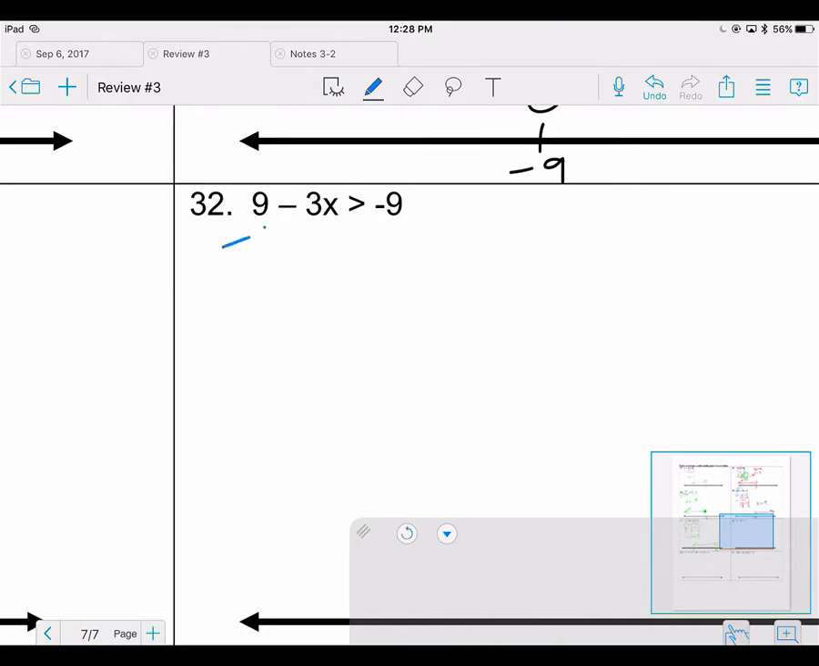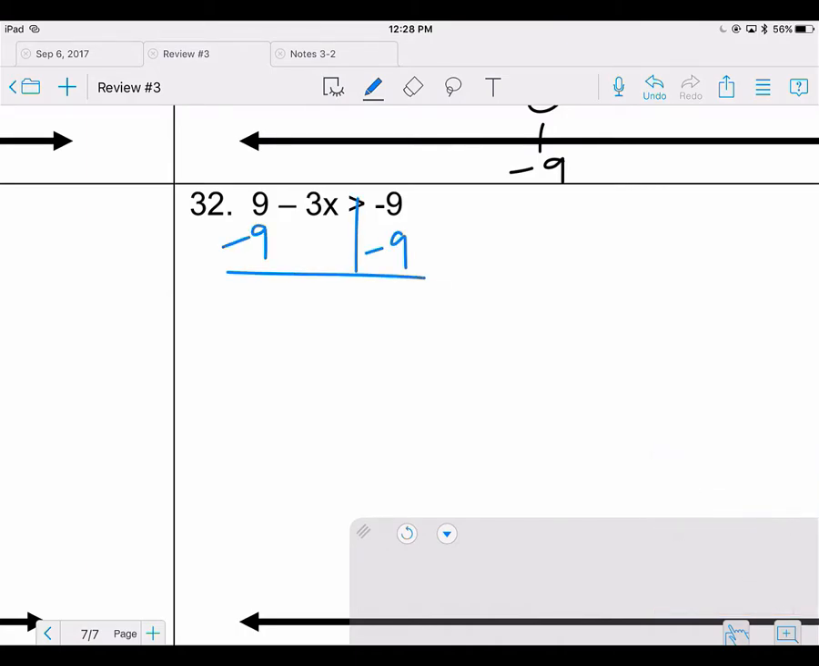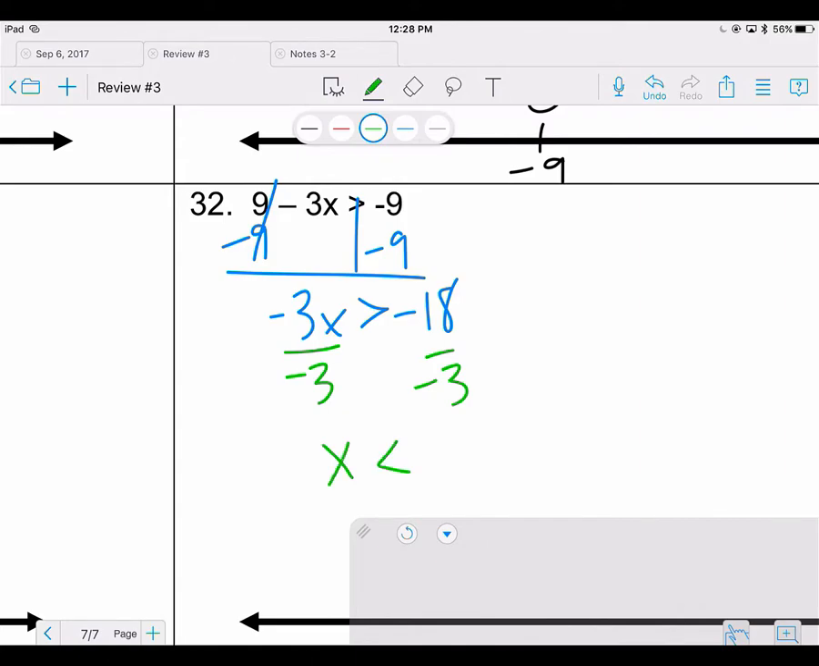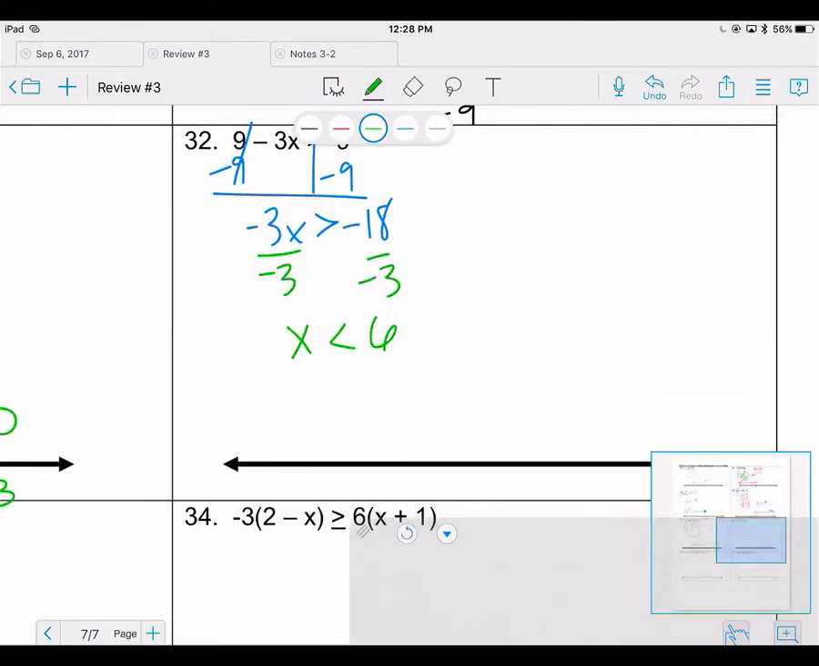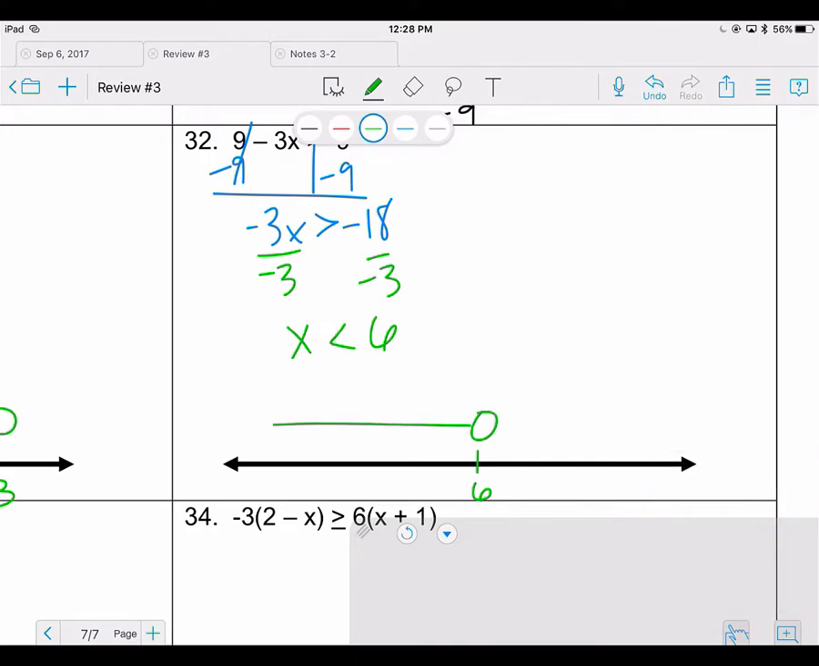Problem 32, solving for x, I subtract 9 from both sides, so -3x is greater than or equal to -18. Divide by -3. X, flip my sign because I divided by a negative, and 6. So open bubble, less than goes to the left.